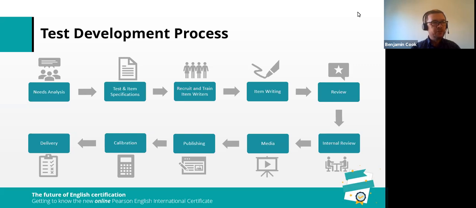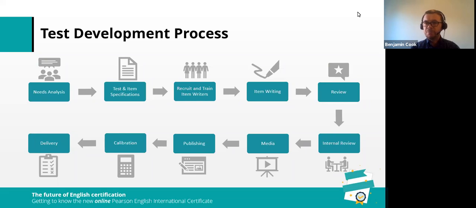Once those items have been reviewed and signed off internally, we then have to move on to the practicalities of actually creating these items. That would be things like the audio. We have a lot of listening item types, as we'll see in this test. So we need to go to the recording studio, or if we're using authentic audio, and many of our items use authentic audio, we need to source that. We need to ensure that the quality is good enough to use in the test.